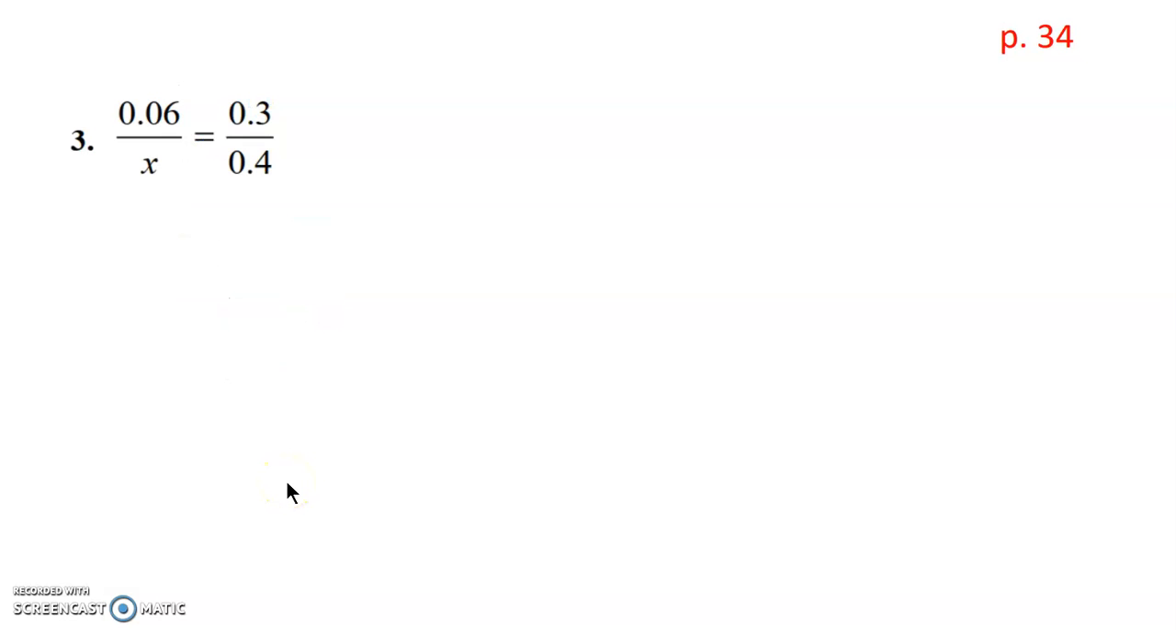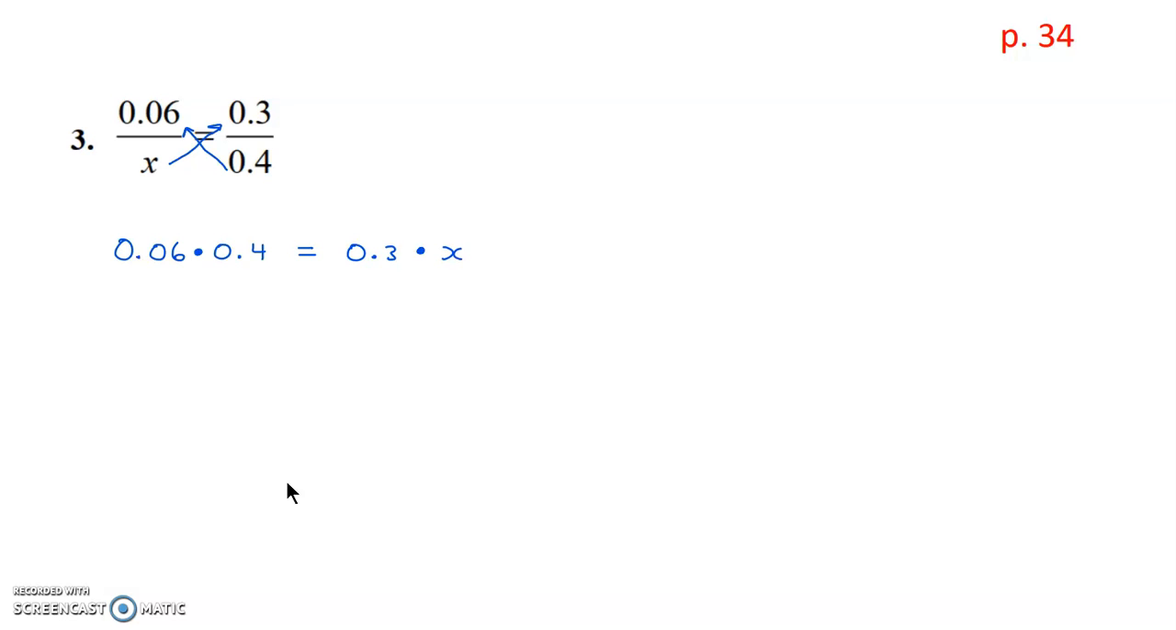For number 3, we have decimals. It's very common to have decimals in proportions. We solve the exact same way. We can see the equivalent fraction method won't really work here, so we're going to go ahead and cross multiply. So on one side of the equals, we're going to have 0.06 times 0.4. And remember, you can have these two numbers switched around. That's totally fine. And on the other side, we're going to have 0.3 times x.